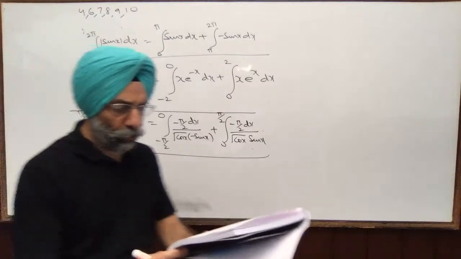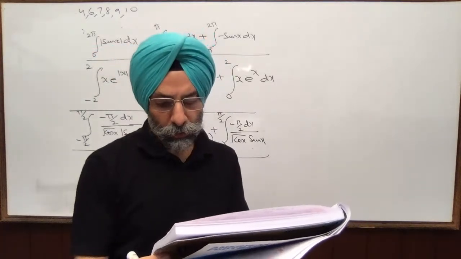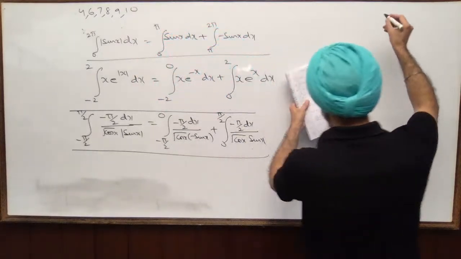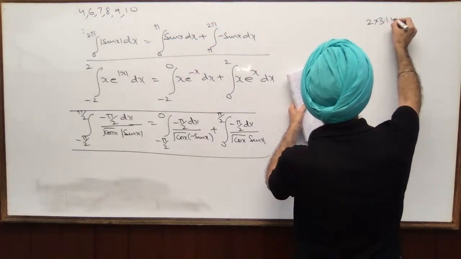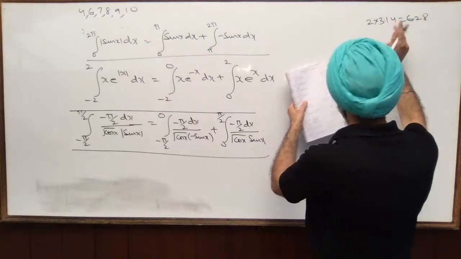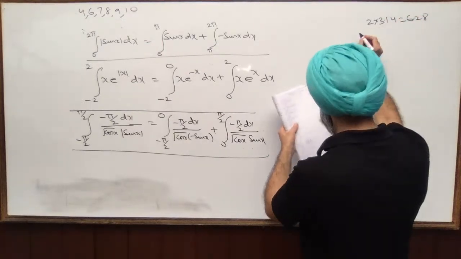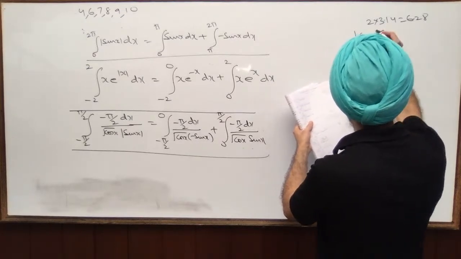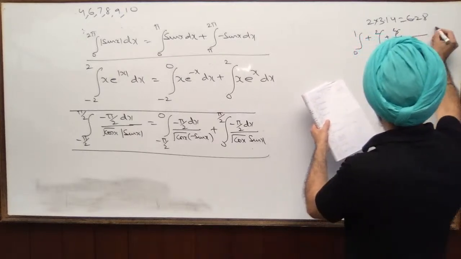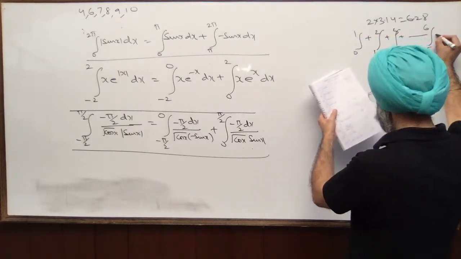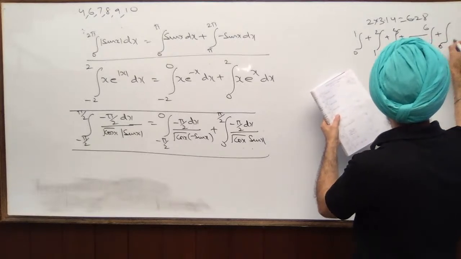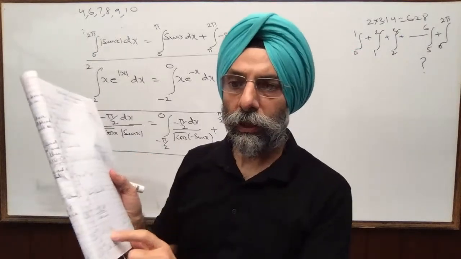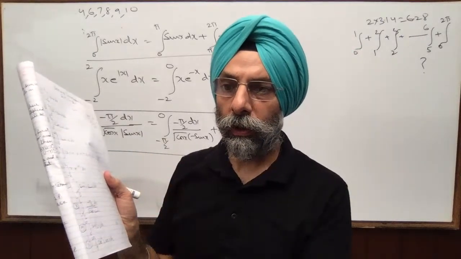9th, it should not be 0 to 2 pi, beta. There must be something wrong. If it is 2 pi, we have to check, because 2 pi means 2 into 3.14, that means 6.28. If we break the 9th, that means 0 to 1, 1 to 2, 2 to 3, 4 to 5, 5 to 6 and 6 to 2 pi. However, I think this statement will be wrong, beta, if I'm not wrong.